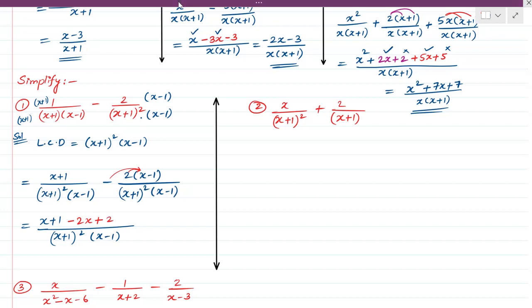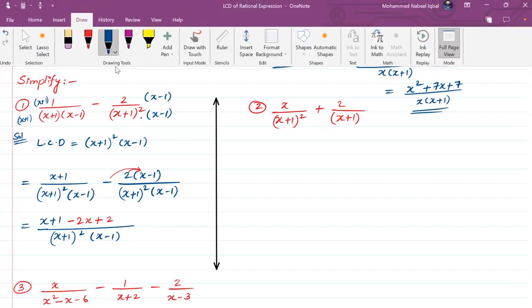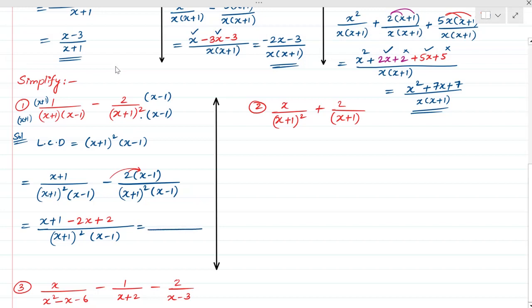Now after that, simplify. What is the simplification here? The denominator is going to be the same, x plus 1 whole square and here x minus 1. And then here we will have the x part, which is minus x, and the constant term which is 1 plus 2, which is equal to 3. We cannot simplify further, leave it as it is.